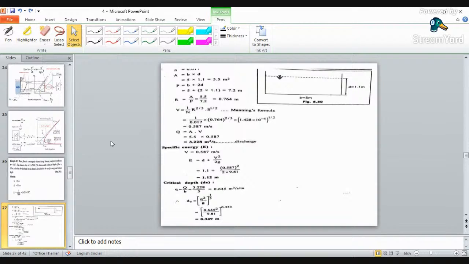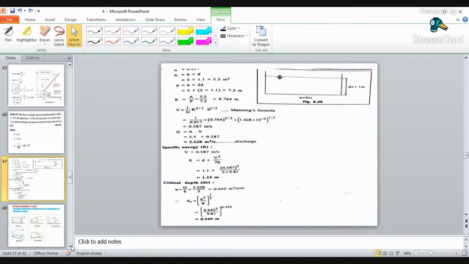The second quantity you have to find out is specific energy, which is nothing but depth plus v square by 2g. So d plus v square by 2g, or h plus v square by 2g. D is given 1.5. Then v square by 2g. Put all the values. You will get your specific energy as 1.12 meter. Then critical depth will be calculated as small q square by g to the power 1 by 3. Small q will be calculated as discharge per unit width. Put all the values. You will get your critical depth as 0.349 meter.